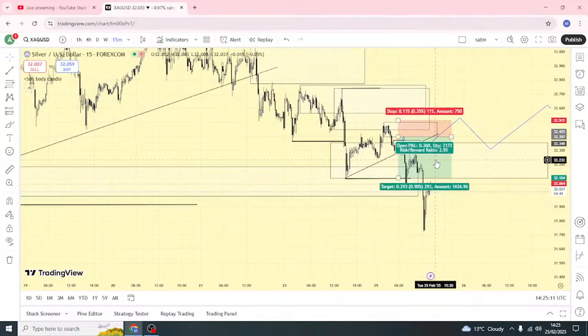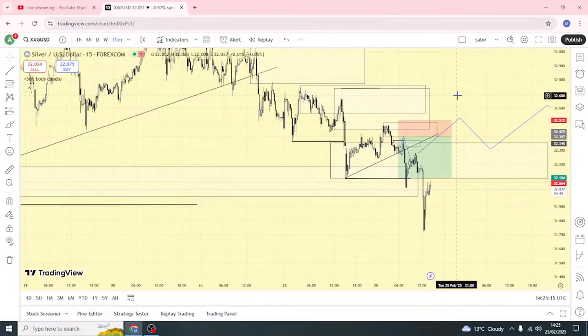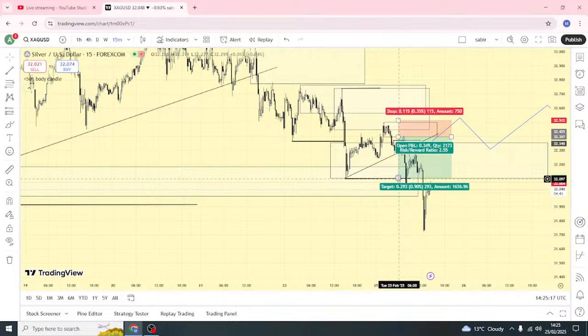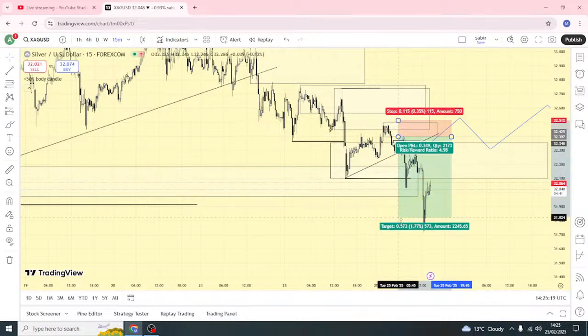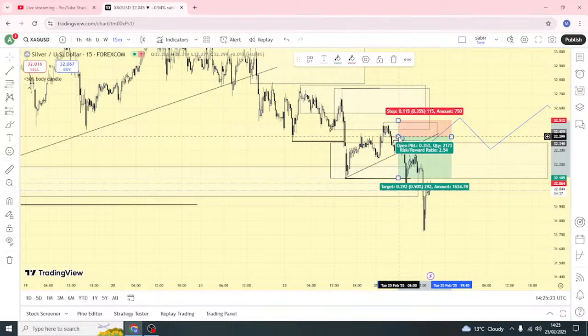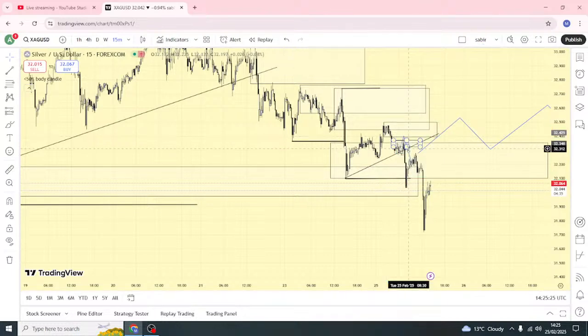Currently I had a short position in silver, and you can see it's more than 1 is to 5, but I stopped out at 1 is to 2 because my TP was at that position. Let me clean the chart for all of you guys.